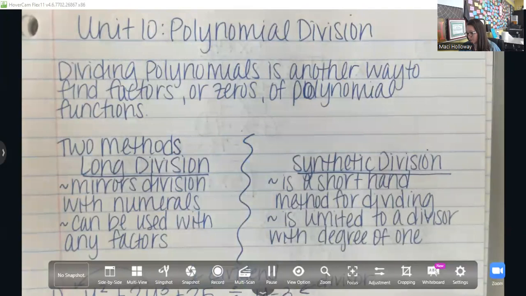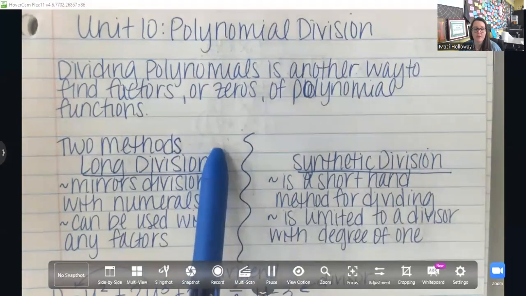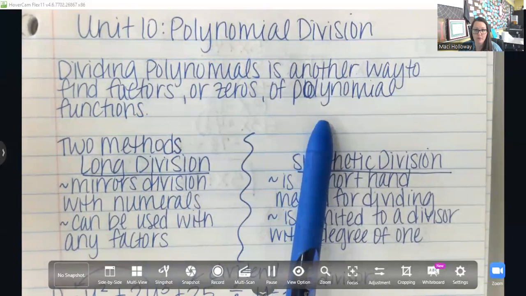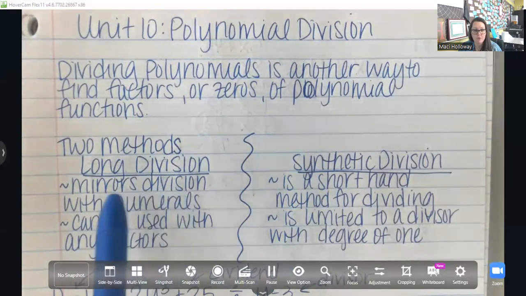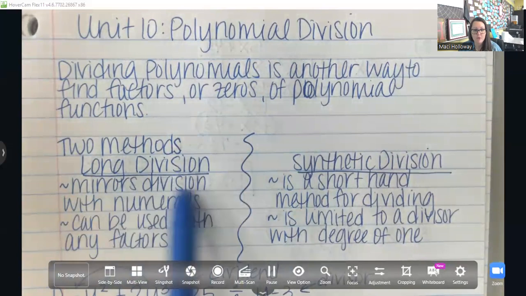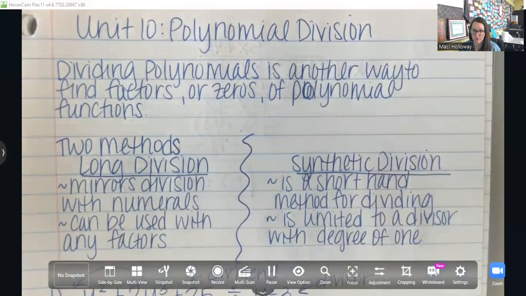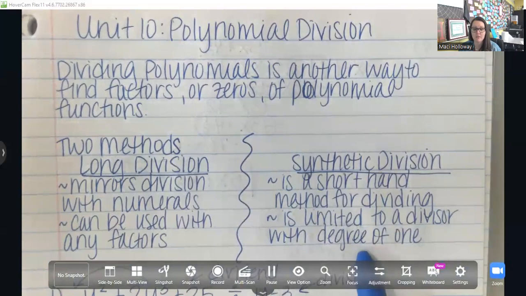You'll start out by filling this out in your journal. Dividing polynomials is another way to find factors or zeros of polynomial functions. It's also a method for evaluating functions. So there are two methods for dividing polynomials. One is long division, which mirrors division with numerals, like you did in elementary school, and can be used with any degree of factors, so it can be used with x squared and x cubed and all of those things. Synthetic division is a shorthand method for dividing, but it is limited to a divisor with a degree of 1. So there are limitations to synthetic division.